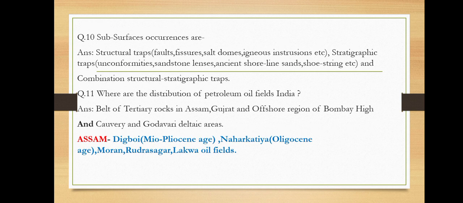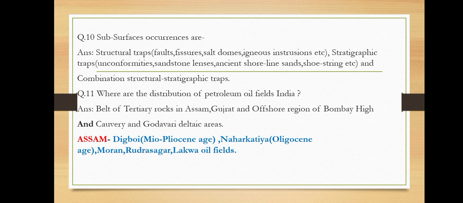Now let's move on to question number 10. Subsurface occurrences of petroleum are found in the form of, answer is structural traps. So where does oil remain accumulated beneath the surface? In structural features like faults, fissures, salt domes, igneous intrusions, etc. Stratigraphic traps or stratigraphic features like unconformities, sandstone lenses, ancient shoreline sands, shoestring, etc. And it can be a combination of both, that is, combination structural stratigraphic traps.